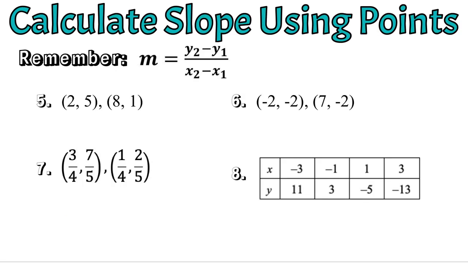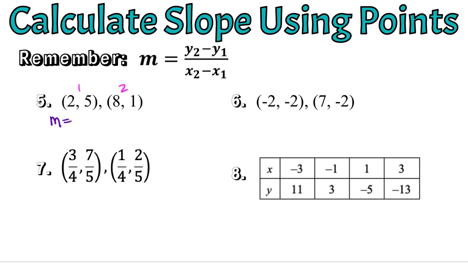Sometimes we're not given a graph, but we're actually given points, and those points can come in the form of just a pair of ordered pairs, or they can come in a table, which we know that every single one of these is an ordered pair on a graph, and therefore we can use any 2 points to calculate slope. So we calculate it in the same way, m equals, and if we want, we can signify points 1 and points 2.